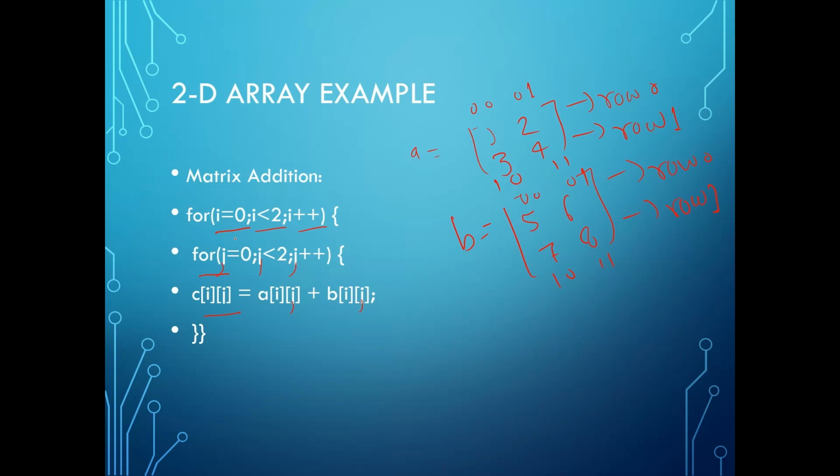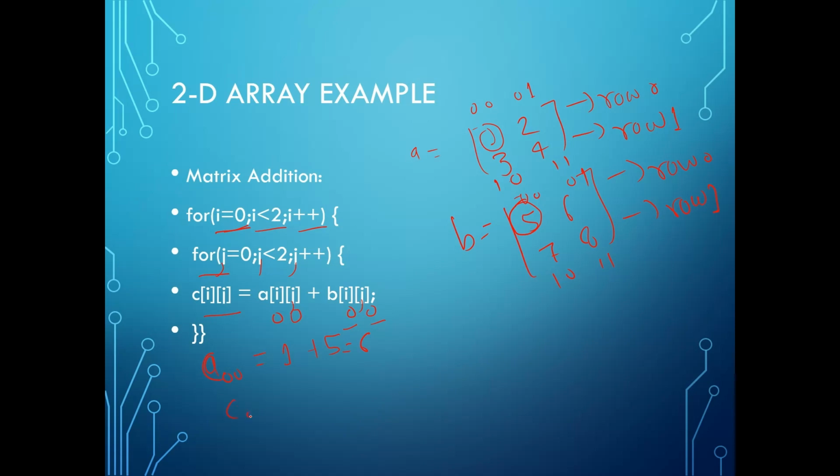When i is equal to 0, this is less than 2, so i will be 0. When it comes here, j is also 0, and B[i][j] is also at the 0th position. You have to see what is at the 0th position: this is 1 and this is 5. So 1 plus 5 is equal to 6, stored in C at the 0th position.